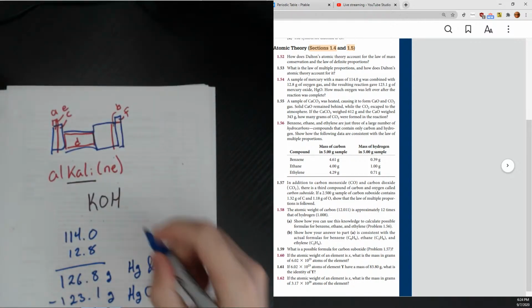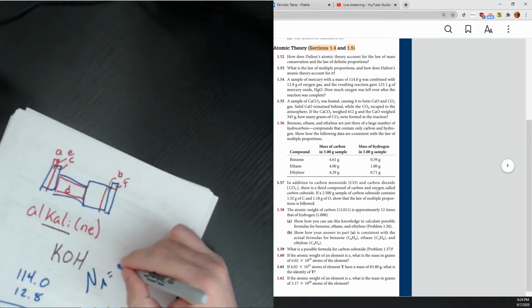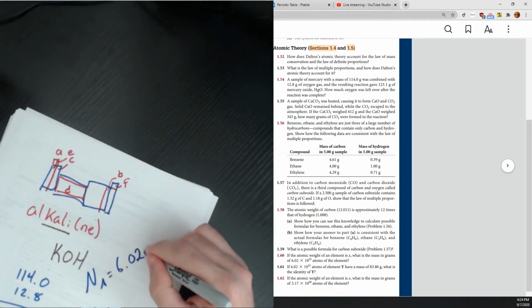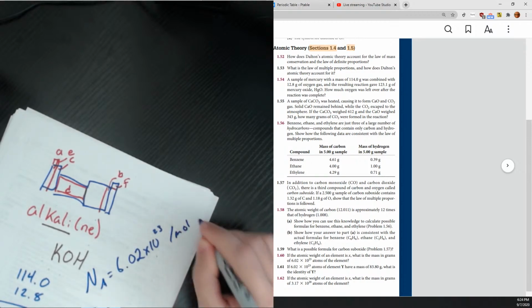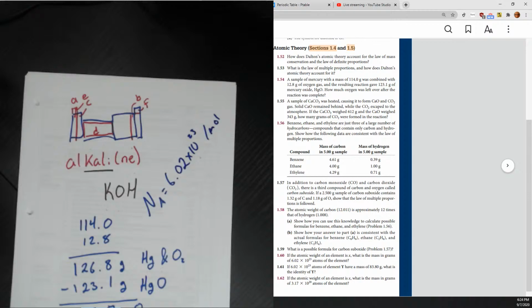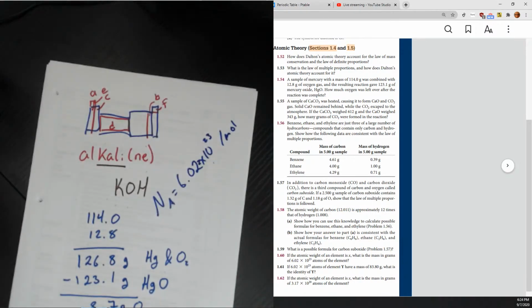As always, I want you to keep in mind, this is not going to be on the formula sheet. Avogadro's number is not one of the numbers they're going to give you. You're just going to have to remember that. Okay, that's why I'm stressing it.